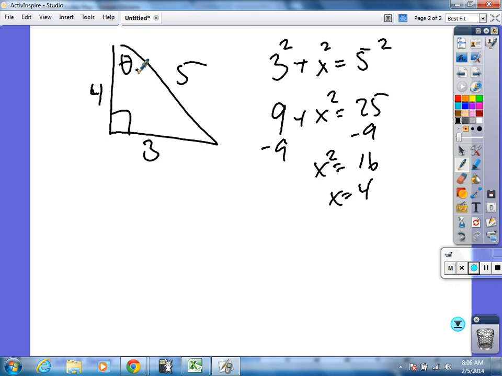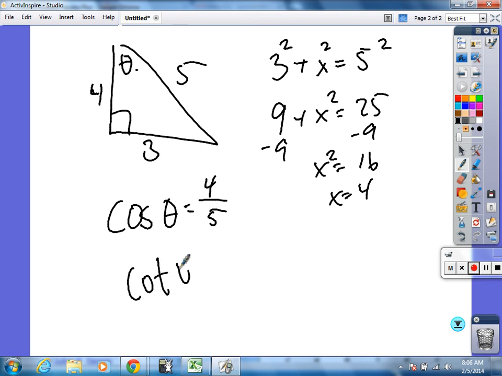Okay, so therefore, now I could stand at theta and I could say, okay, what is the cosine of theta? I could ask that. Anyone? What is cosine? The adjacent over the hypotenuse. Which one's the adjacent? The 4, because it's the one next to the angle, right? And which one's the hypotenuse? Good.